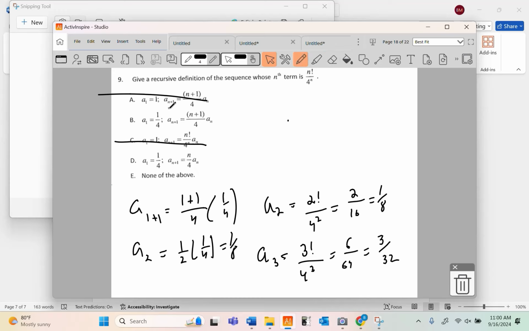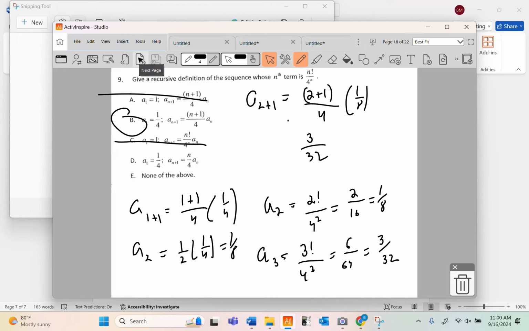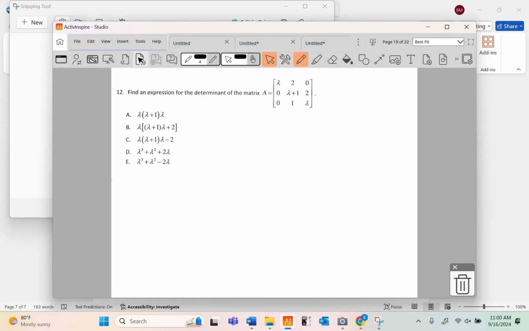So if I do a sub 2 plus 1, n is 2, it's 2 plus 1 over 4 times the previous guy, which is an eighth. 2 plus 1 is 3, 3 times 1 is 3, 30 seconds. It's most likely that guy. That's the most likely choice. That's recursive rules. If you go into computer science, you'll begin to enjoy recursive thoughts.